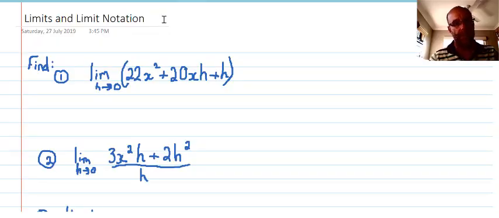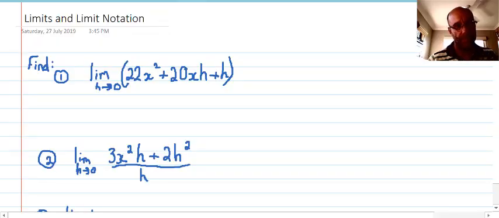Okay, we're going to learn about using limits with limit notation, and this is a step that's involved in our work on finding the gradient of a tangent at a point on a curve, or what will soon be called the derivative. So make sure you've watched the previous videos.